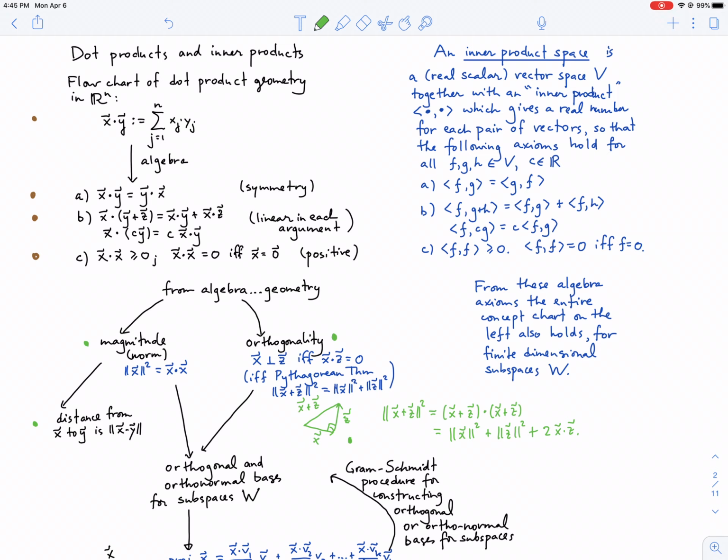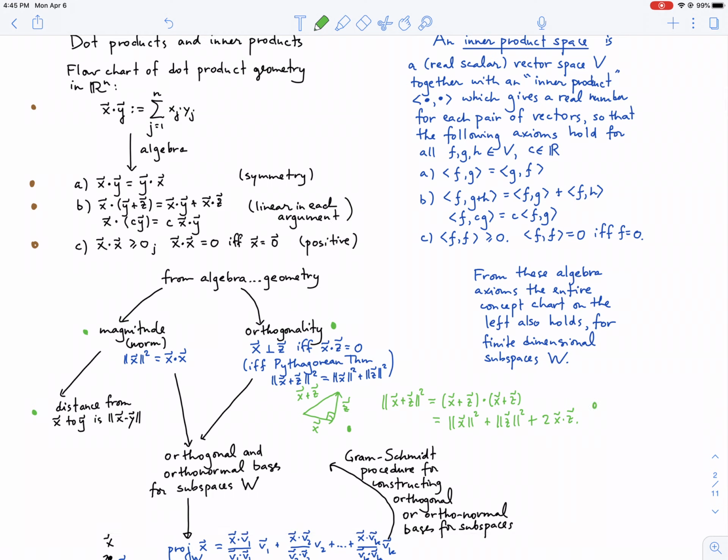if you use the properties A, B, C for expanding magnitude of x plus z squared, which is x plus z dot x plus z, you get an x dot x, which is magnitude x squared. You'll get a z dot x plus an x dot z, which is twice x dot z. And you get a z dot z, which is magnitude z squared. So you can see that you'll have the Pythagorean theorem exactly when x dot z equals zero, that magnitude x plus z squared is magnitude x squared plus magnitude z squared.